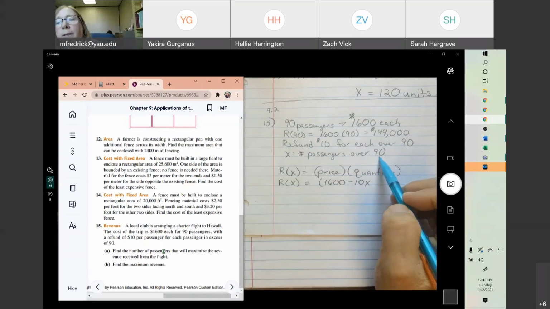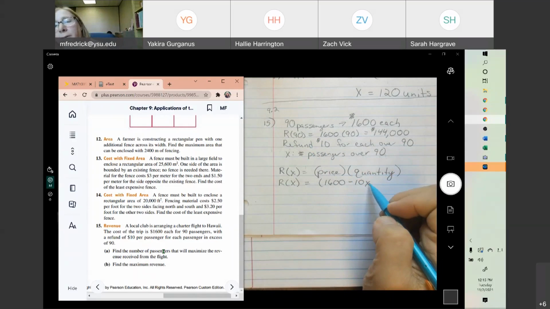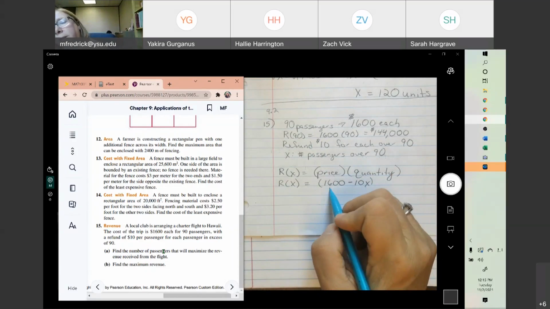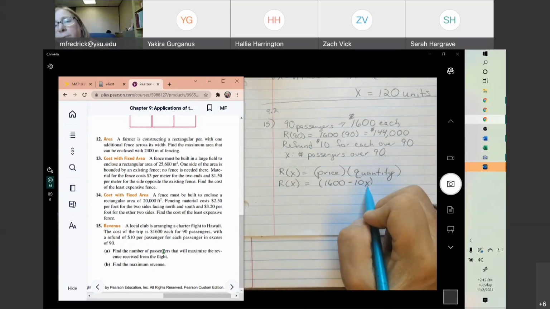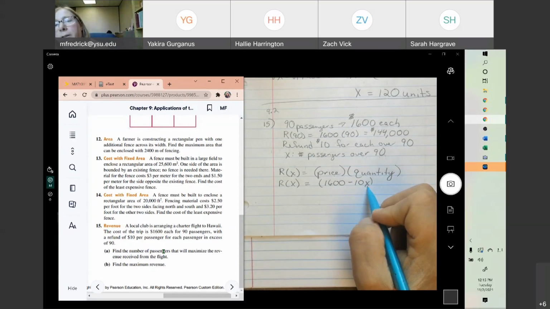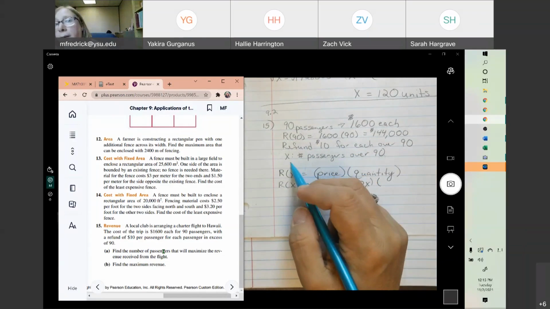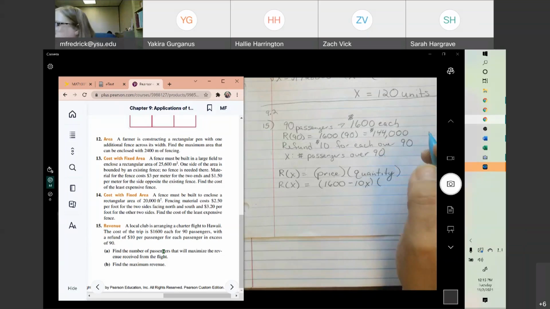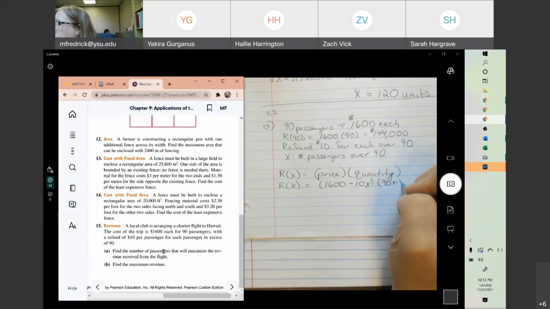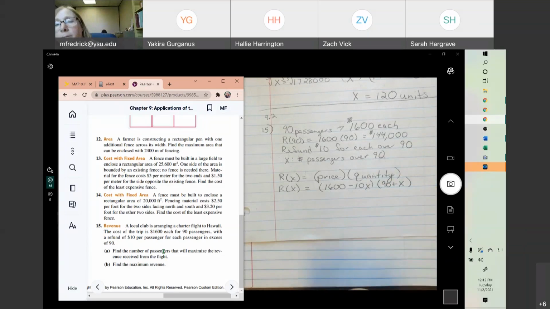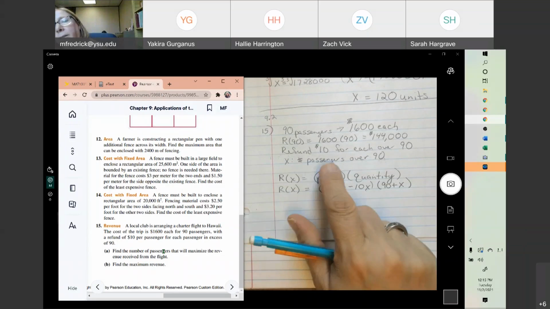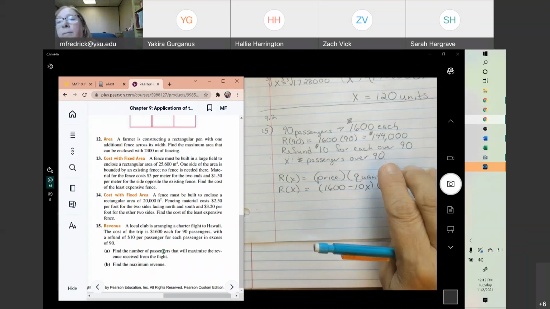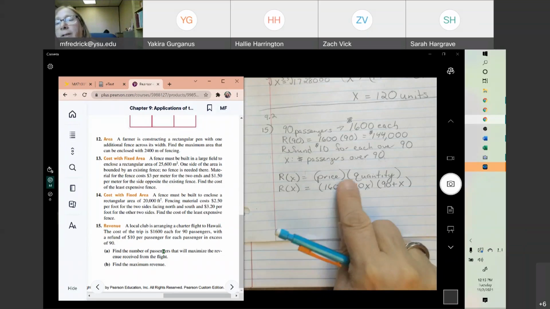Let X be the number over 90. So then you just have to use an X here. So it's 1,600 minus $10 for each person over 90. Our quantity then is not just X, because that's only the passengers over 90. We also have the 90 passengers. So this would be 90 plus X. Any questions on that? So I think it's simpler letting X be the number of passengers that are over, because then that discount's only 10X. But now you have to FOIL this.